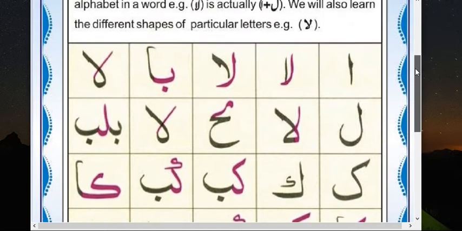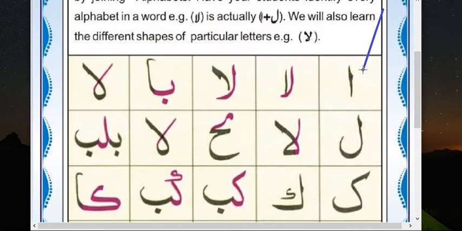Start. Alif, Lam, Alif. This is Lam. The pink one is Lam. Second one is Alif. Lam, Alif. Lam, Alif.